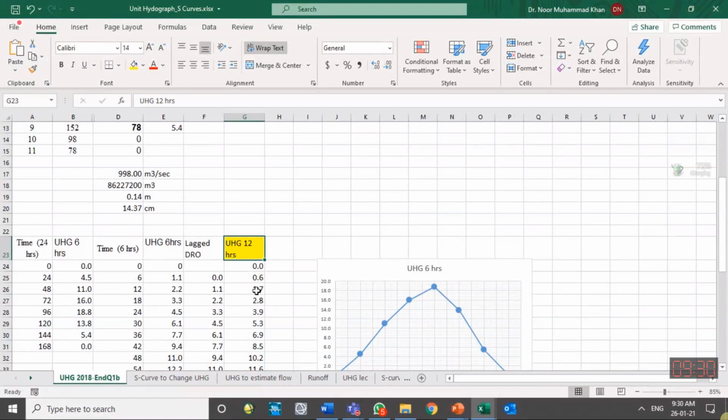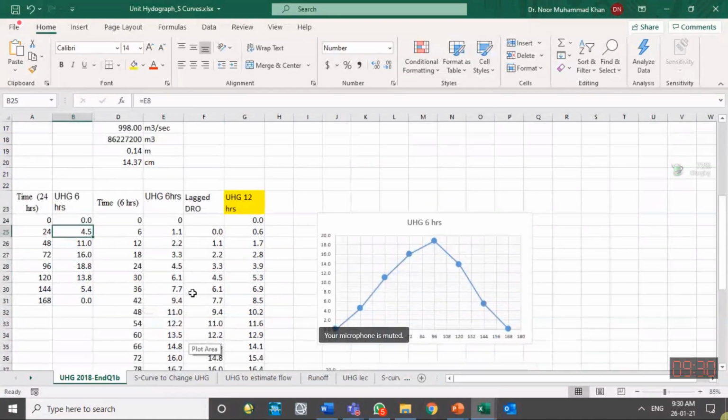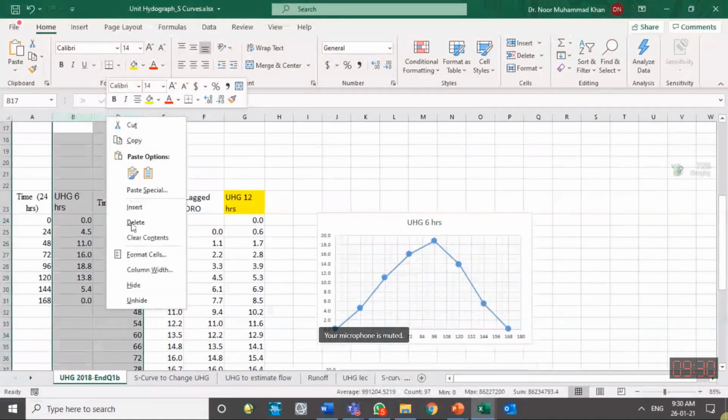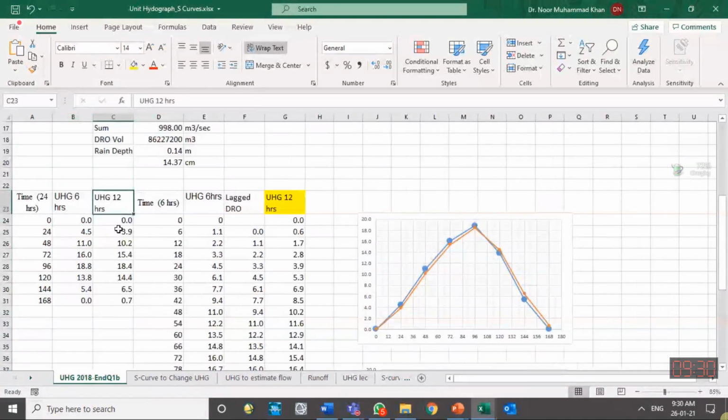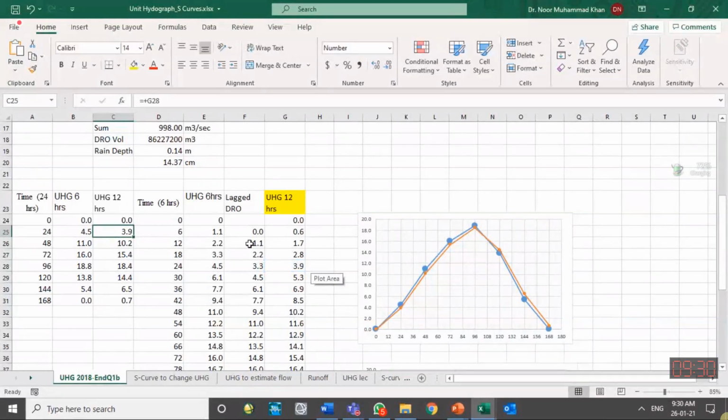If you want data at 24-hour intervals, this is more precise, 6-hour interval data. If you want the data at 12-hour intervals, just write over here the data after 12 hours, whatever it is. So he's selecting at 24 hours whatever is the flow, at 48 hours whatever is the flow, and writing over it. So this is the lag method.